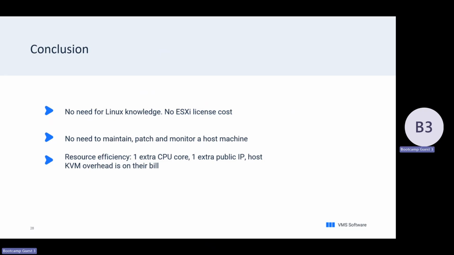You don't need to maintain, patch, and monitor another host machine like we did previously with the nested approach. And of course, this is more efficient as well because you don't have an additional host layer in between. So you get one more CPU core, one more extra public IP address, and basically the KVM host overhead is on Oracle's scope, not yours.